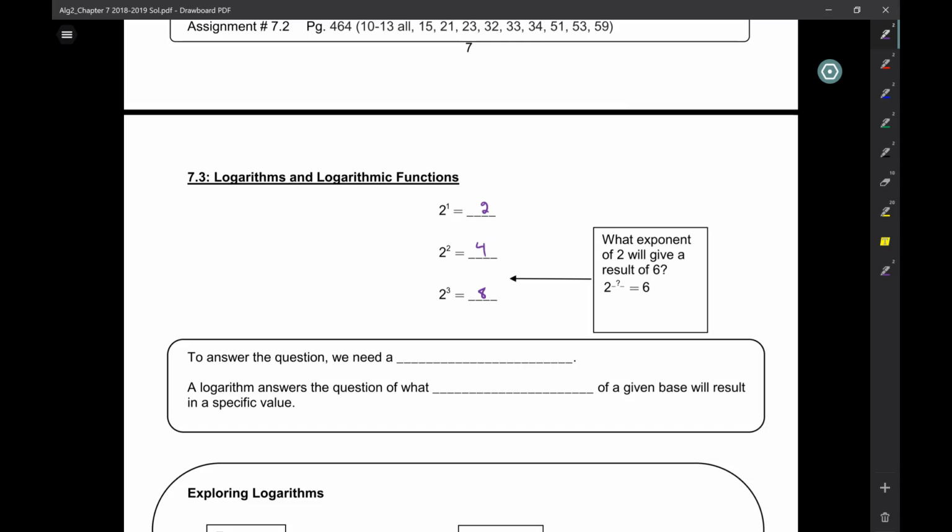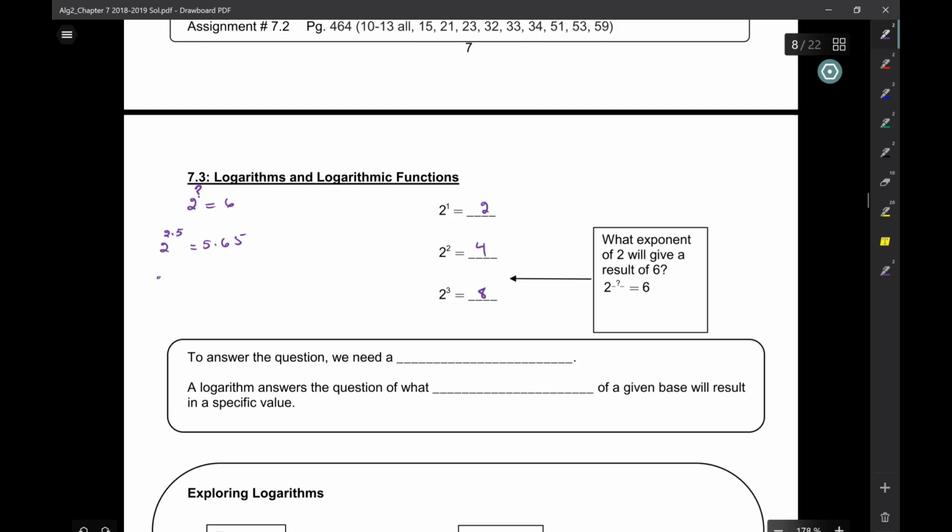All right, so I'm looking for the exponent of 2 that would give me a 6. So somebody suggested 2 to the 2.5. It's a good educated guess. What did we get? 5.65. Okay, so do we need to go higher or lower? Higher. Anybody have another suggestion?